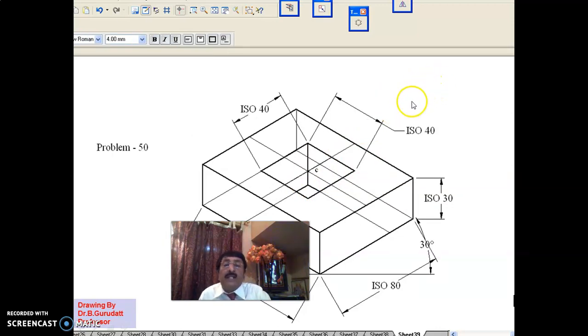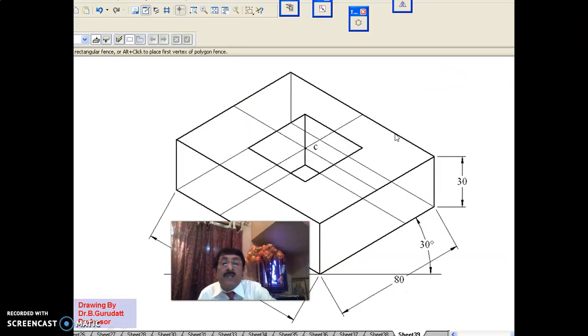Then you select the entire thing using the scale command, with a multiplication factor of 0.816. As a result, this becomes the isometric projection, whereas this becomes the isometric view. Whichever they ask for, you can do.